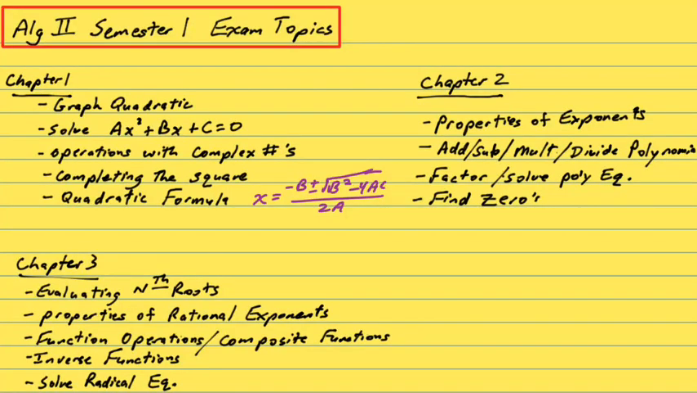Okay, I'm talking about the Algebra 2 Semester 1 exam topics in Chapter 1. We're going to be graphing quadratics, solving ax squared plus bx plus c equals 0. Usually that involves factoring. Operations with complex numbers, that's a plus bi.